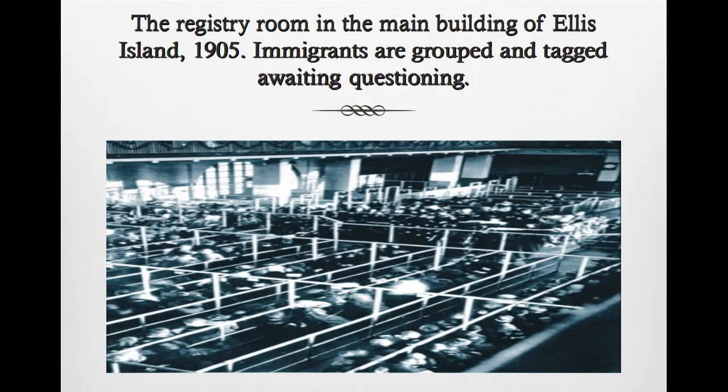Now, this picture is not a good picture. It was the only thing I found, but it is an important picture in the sense that here is the register room in the main building of Ellis Island. And this picture was taken in 1905. And you can see that the immigrants are grouped, and they were tagged awaiting questioning, because every immigrant that came in here was registered according to when they came and from where they came. And of course there was an interview, a questioning, and medical checks were done as well.